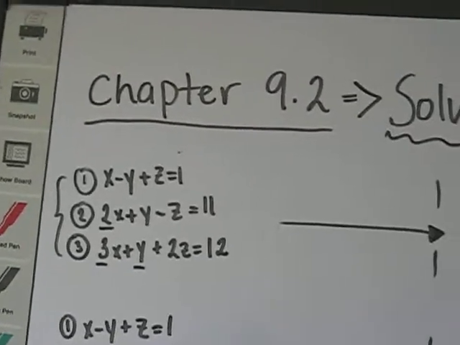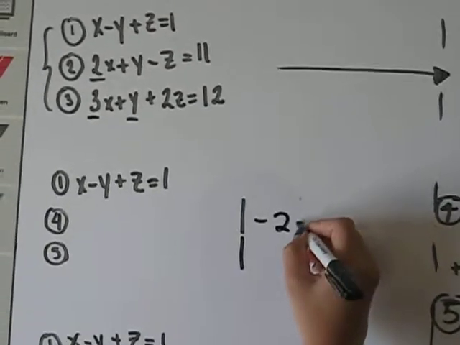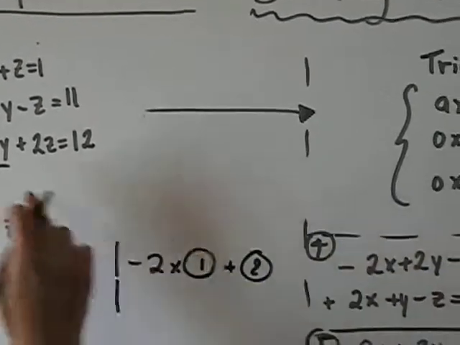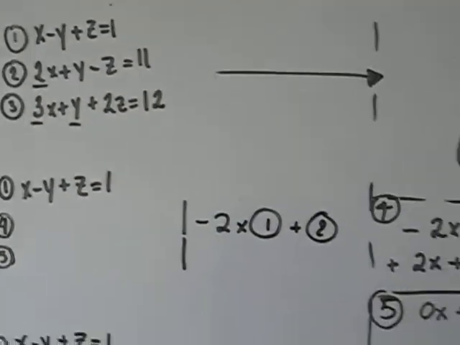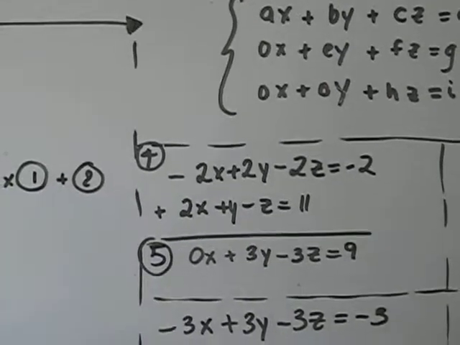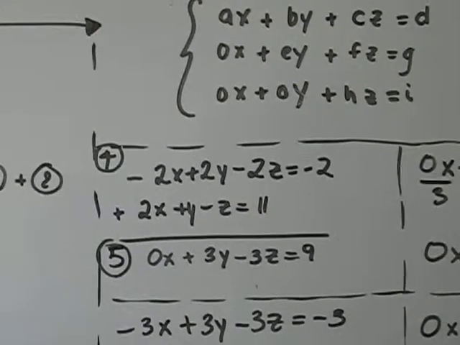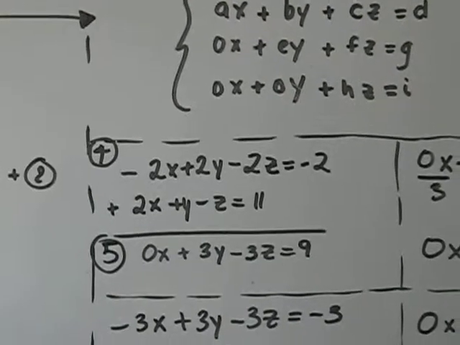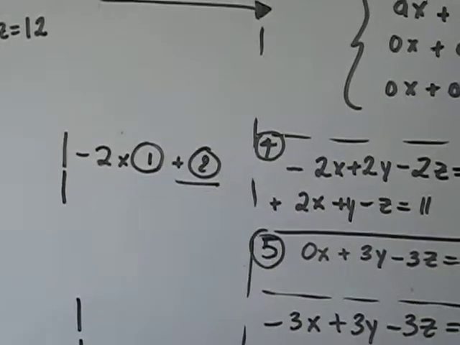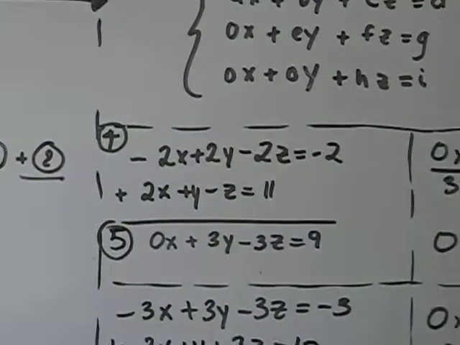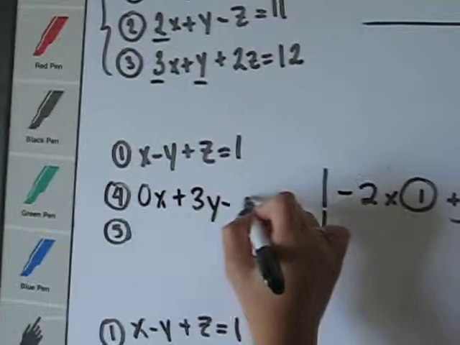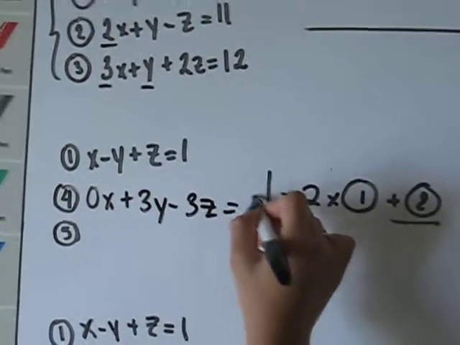So for the first one, we are going to multiply equation number 1 by -2 and add it to equation number 2. So if you go here, this is what that would look like. x minus y plus z equals 1 multiplied by -2 would give you -2x plus 2y minus 2z equals -2. And you would add it to equation number 2, which is just 2x plus y minus z equals 11. So here we have 0x plus 3y minus z equals 9.